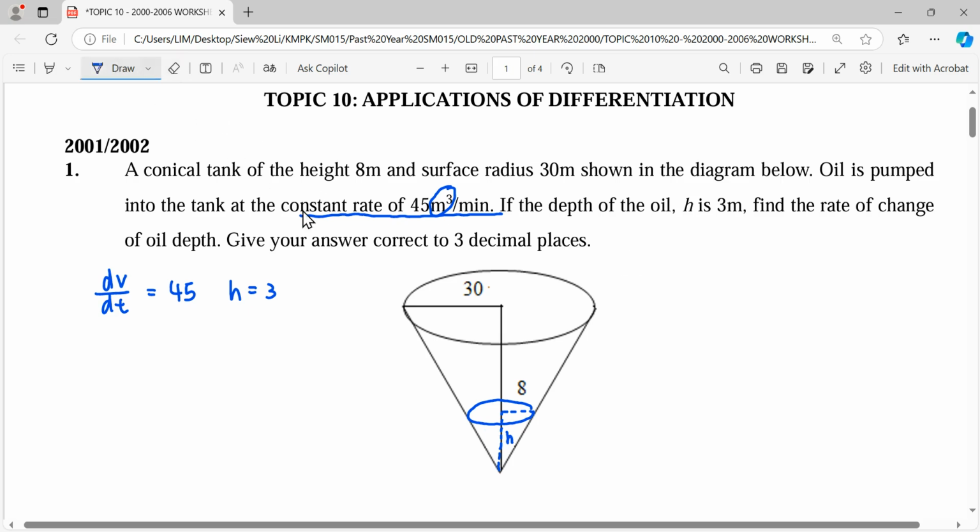find the rate of change of the oil depth. So the oil depth rate will be dH/dt. Give the answer in 3 decimal places.